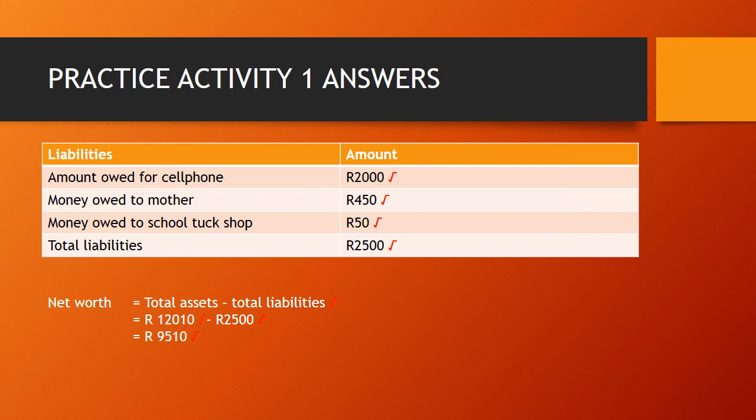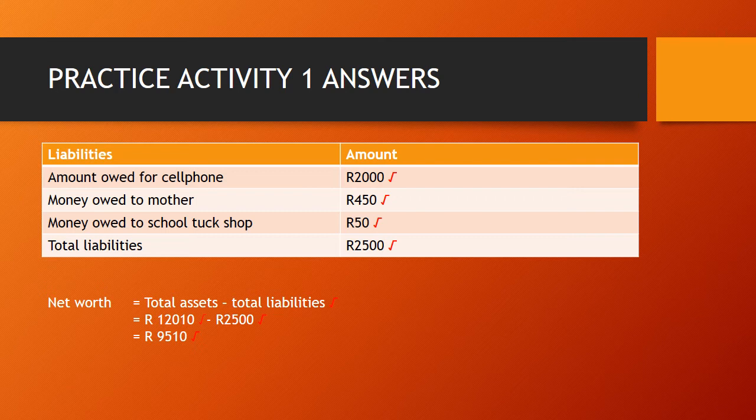And so once we've written all these liabilities and their amounts, we need to calculate the total amount of the liabilities. And the total amount of liabilities is 2,500. And so if you got that correct, you give yourself a mark. Net worth is equal to total assets minus total liabilities.